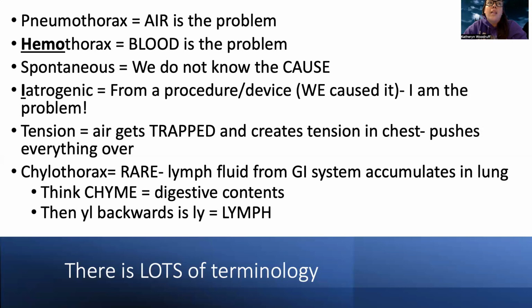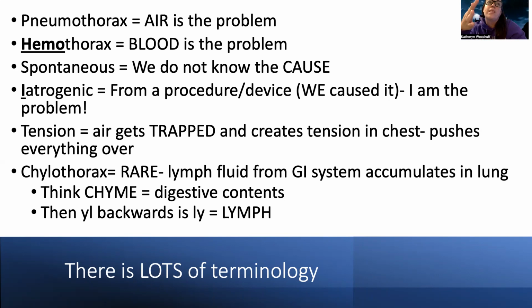And then a chylothorax, which I'd never actually seen or heard of. It's very rare. This is where there's an issue, I believe, in the thoracic lymph system. There's something that gets messed up. I'll talk about it more when I talk about solutions on the next slide. But what happens is lymph fluid from the GI system accumulates in the lung.